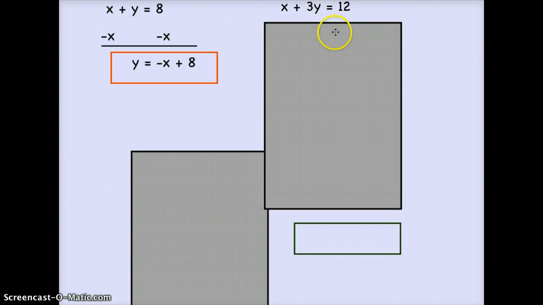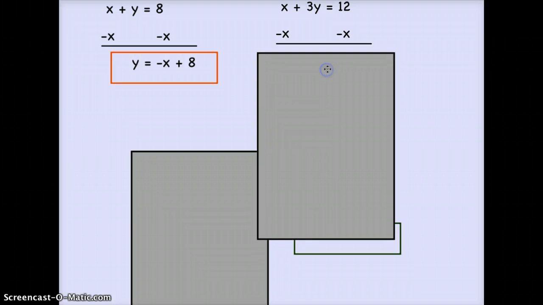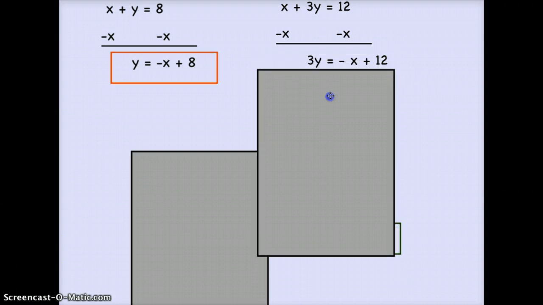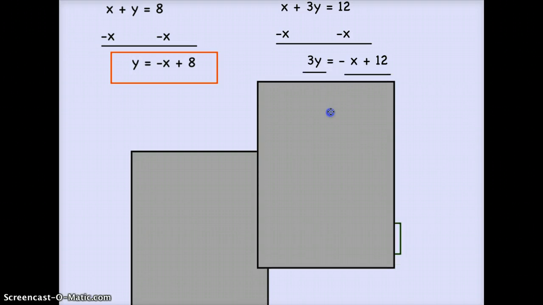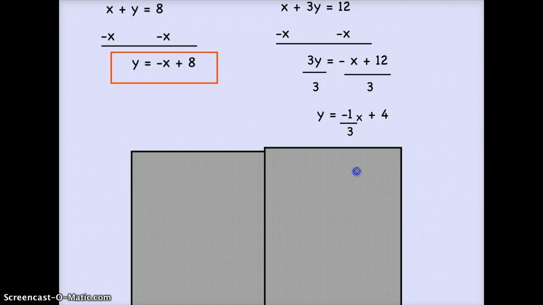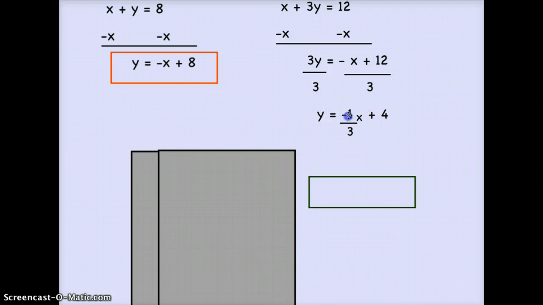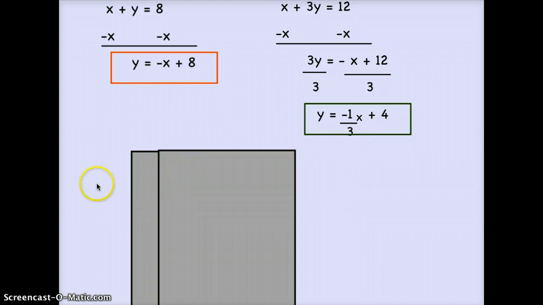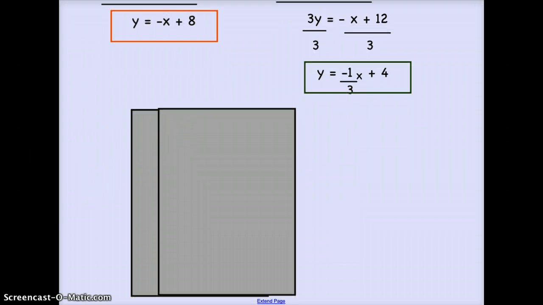And our second equation, subtract x from both sides. We're trying to get y by itself. So then we have 3y equals negative x plus 12. Divide both sides by 3. Make sure that you not only divide the coefficient for x by 3, but you also divide the constant by 3. So you're left with y equals negative 1/3 x plus 4. Because this is technically a negative 1 divided by 3, which simplifies to negative 1/3. 12 divided by 3 is 4. So here's our second equation. Now we know both equations, we can go ahead and graph them.